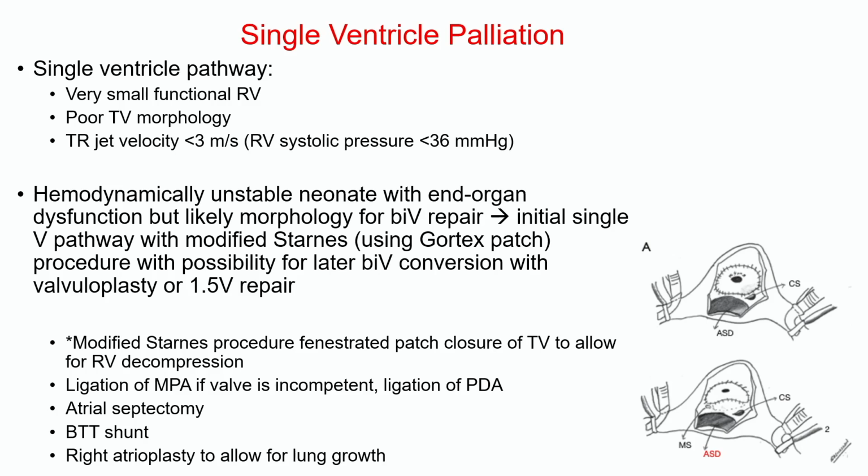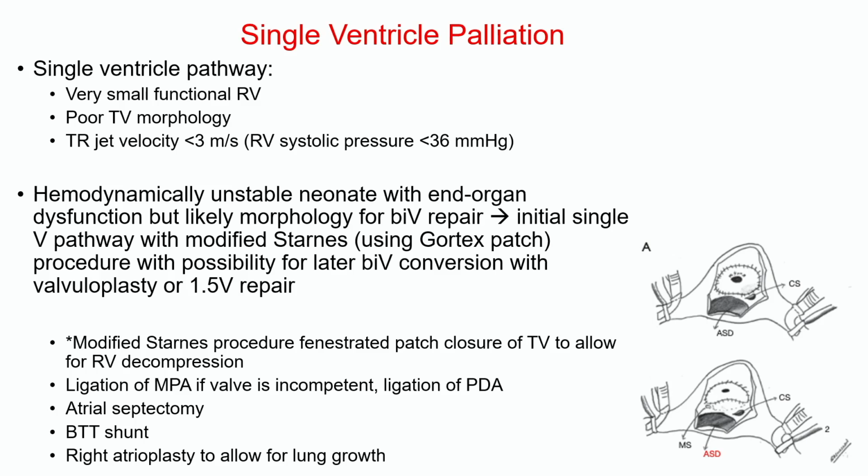So if you had a hemodynamically unstable neonate with end organ dysfunction, but an adequate right ventricle, you still had to get them through the neonatal period. And that's why they did the Starnes procedure, which is shown in this top diagram here. The idea is that they oversew the tricuspid valve so they can get it out of the way, but you still have to have a little egress for the blood in the right ventricle to get out, because otherwise it would just keep getting bigger and bigger. So that's the Starnes procedure, and they always leave the ASD.